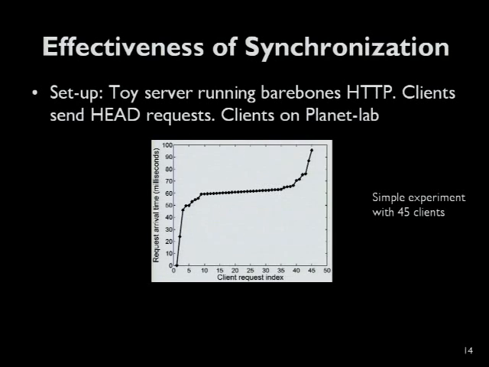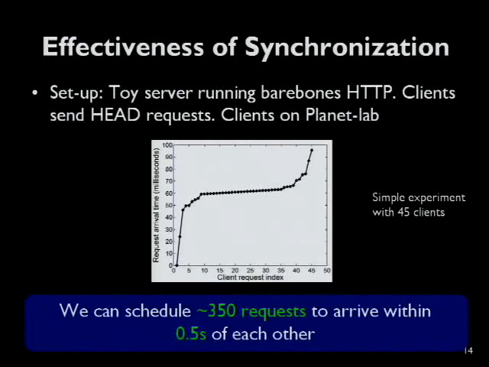And what we see is about 40 of the 45 clients all arrived within 30 milliseconds of each other. And these clients are on PlanetLab, which is distributed throughout the US and some in Europe. Now, this is reasonable, that we are able to get requests to arrive within such a small interval of time. But we actually did much larger scale experiments where we scheduled up to 350 requests at a commercial production site, and we were able to have all of them arrive within half a second of each other at the server. So this allows us to impose very tight control over the load.